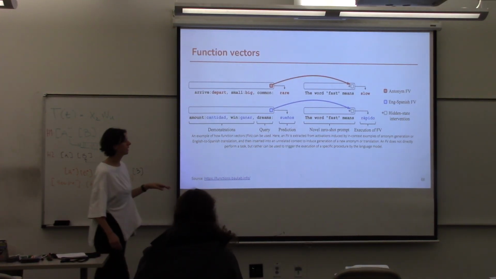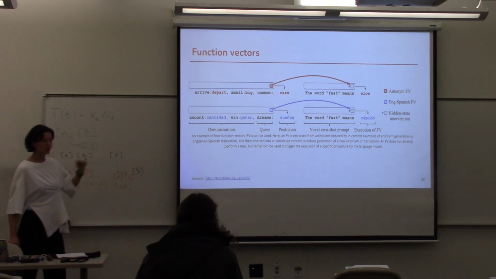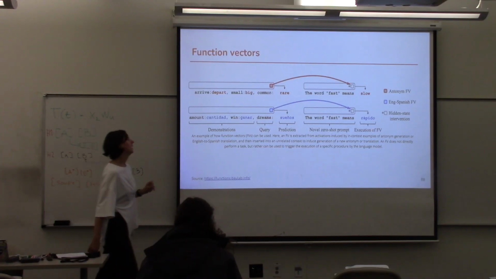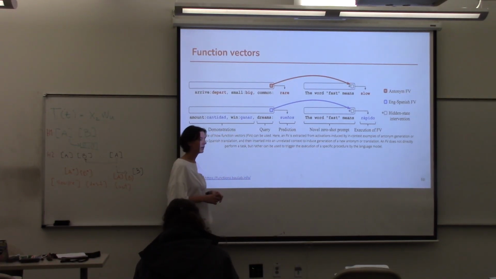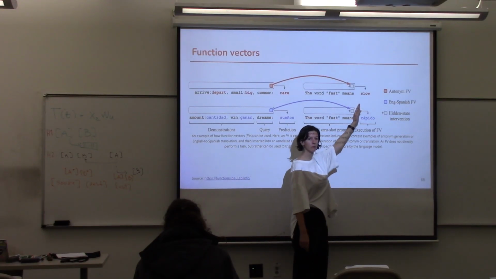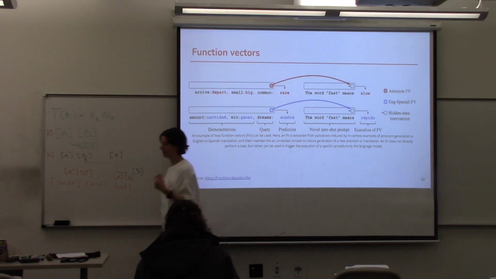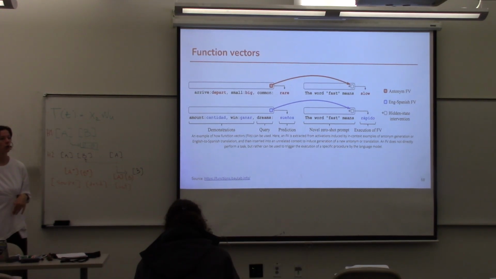So it's going to say slow, and here the word fast is going to give us a Spanish translation, rápido. So now our goal is: how do we define and construct these vectors that we can plug into a zero-shot prompt and get the successful completion of the task?